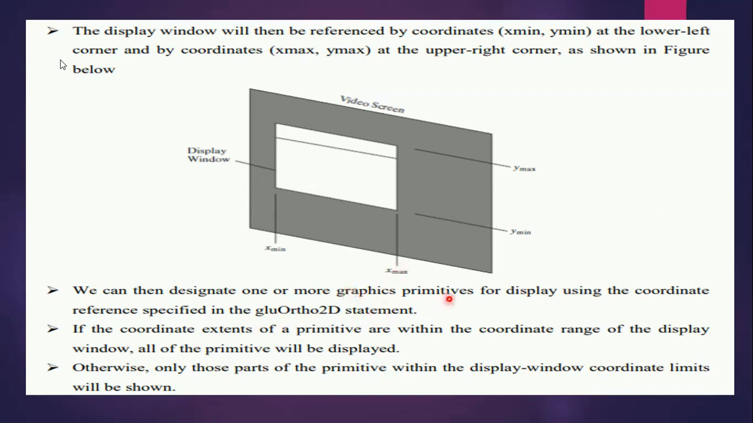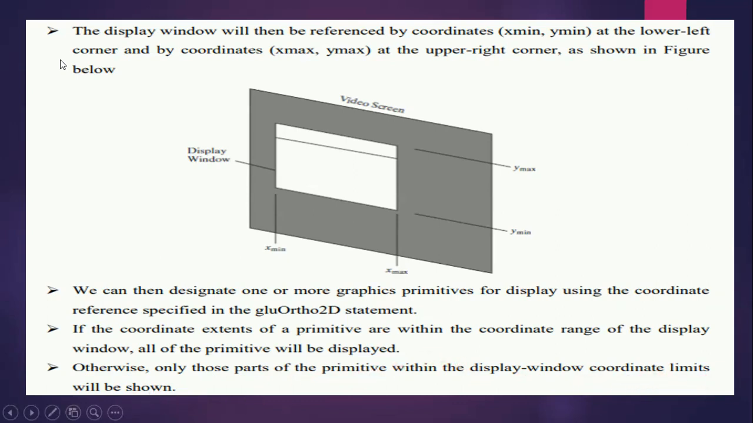That means graphics primitives, in the sense that it can be lines, points, or polygons. Okay, so anything it may be. These can be displayed only if you specify the gluOrtho2D statement initially. So if the coordinate extents of a primitive are within the coordinate range of the display window, all the primitive will be displayed. Otherwise, only those parts of the primitive within the display window coordinate limits will be shown.